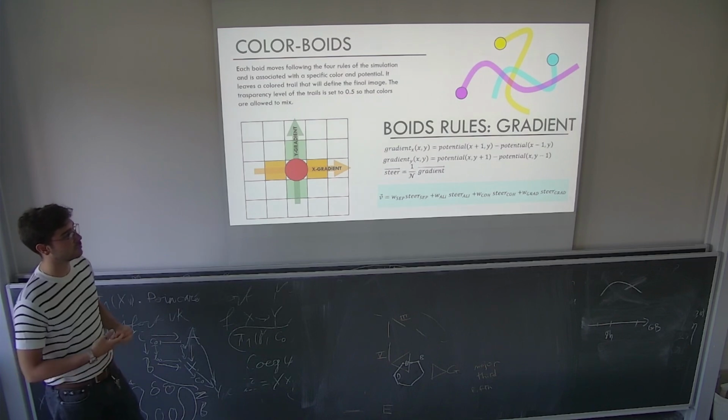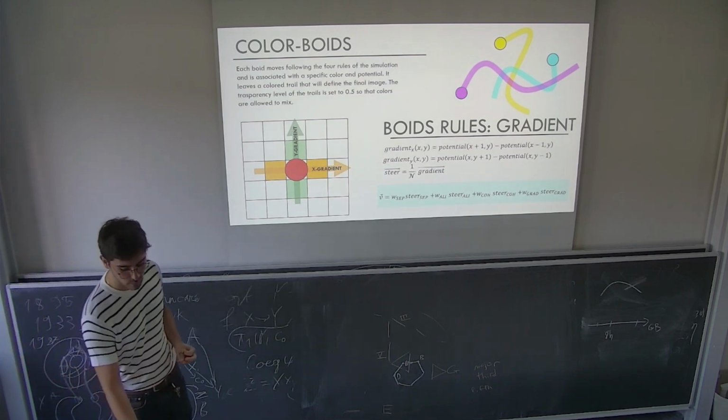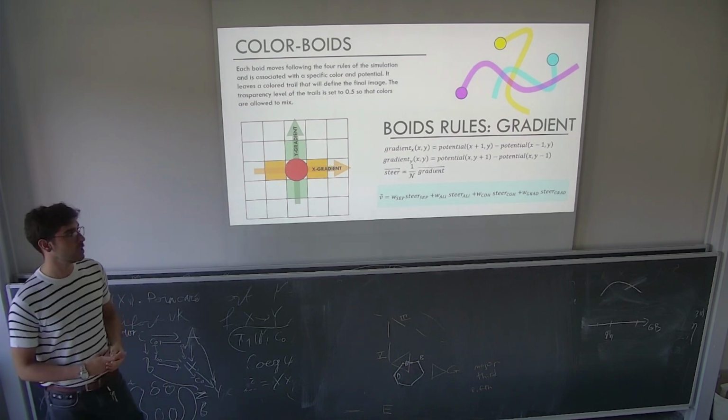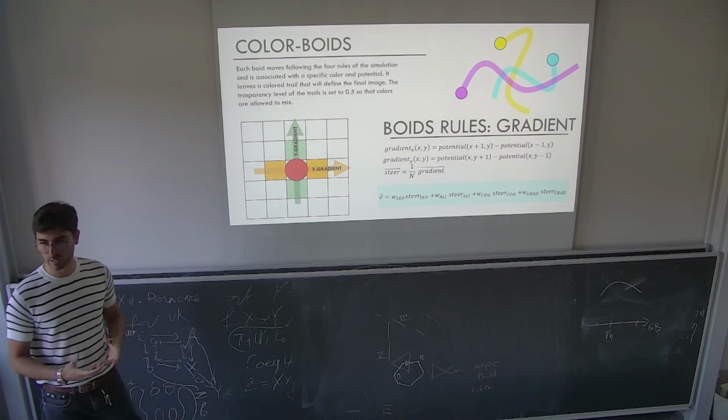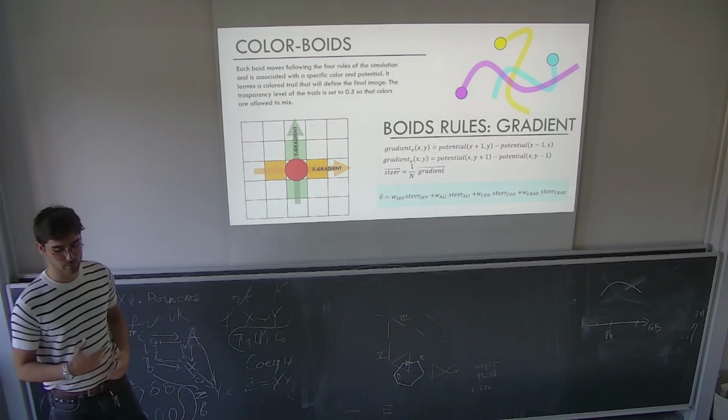I try to give much more importance to the gradient rule because I want to force the model to create an image. At the very beginning, actually, I was thinking of using some fluid dynamics to force the creation of the image, but then I thought that the potential idea was better suited.